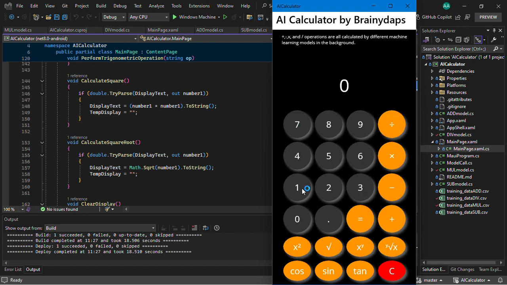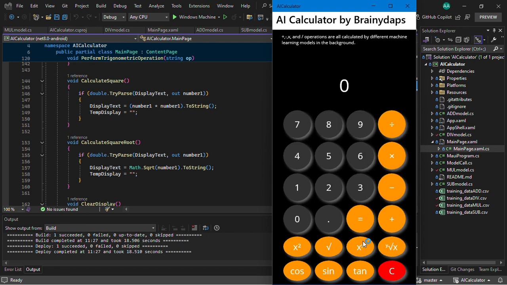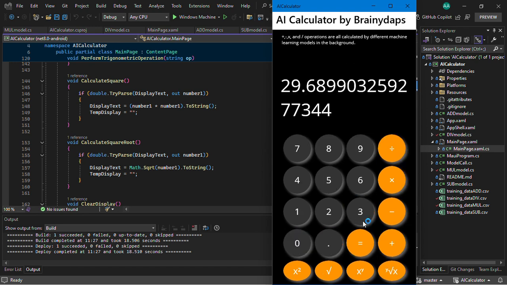Let's try division. Now let's try 15 divided by 5, which is meant to be 3. Okay, so that one is way off. Let's try another division. Let's try 60 divided by 2, which should give us 30. Okay, that one is close. You can see that it's getting some predictions correct, some wrong. 30, which is close enough.